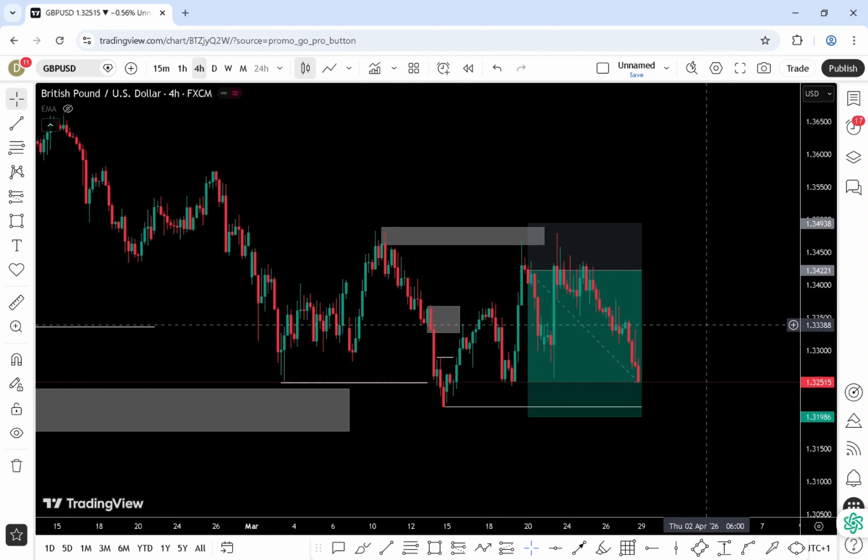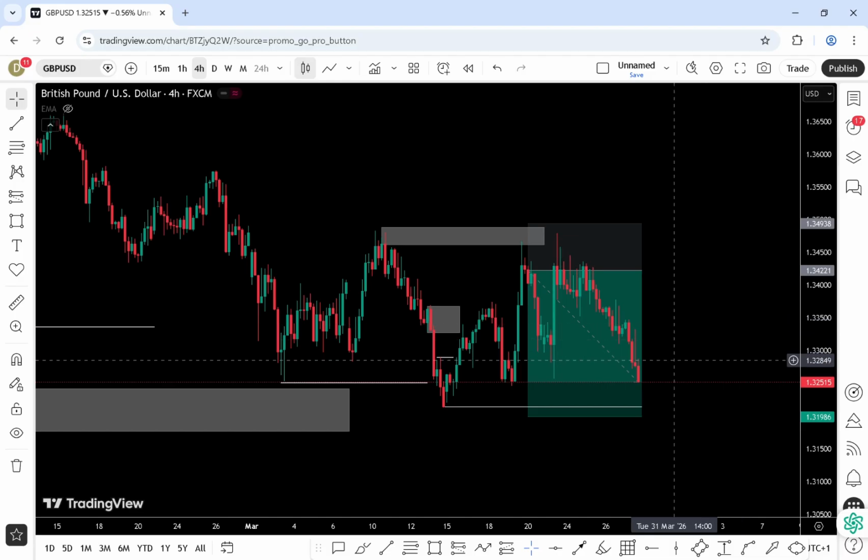Just understand top down analysis from the higher time frame, then it will be easy for you to flow in the direction of the market. So even if you're going to have some loss, it will be very, very minimal because you are trading on the advantage side.